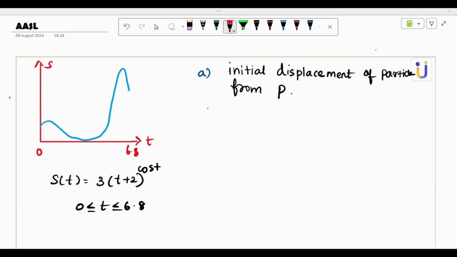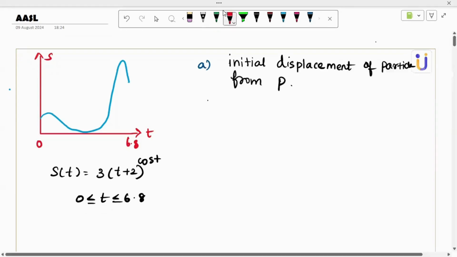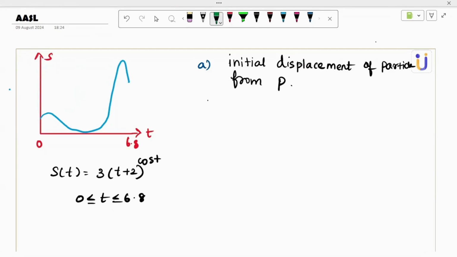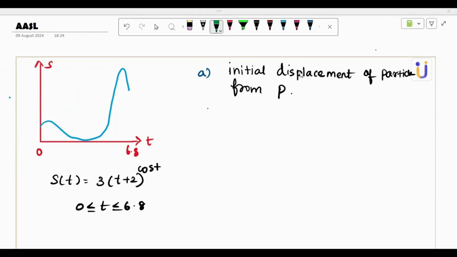Its displacement s meters from a fixed point P at time t seconds is given by a function. So s is a displacement function, measured from a fixed point P, modeled in this way, for the time between 0 to 6.8. And the graph is shown here. Then we have to solve around 5 questions of this.